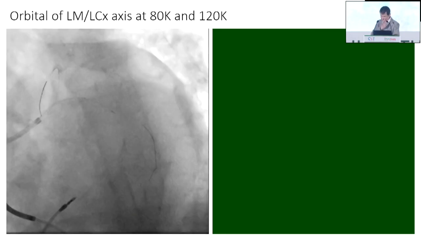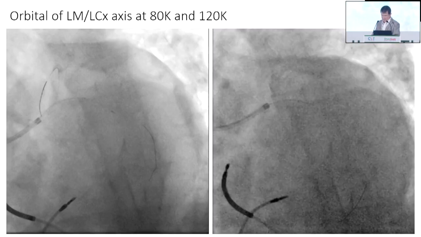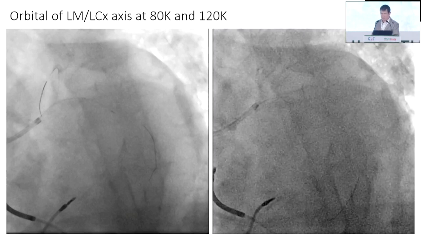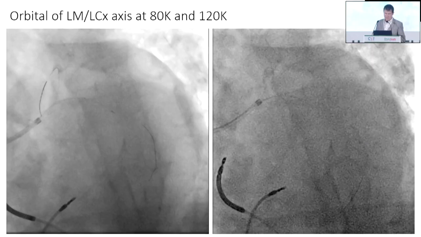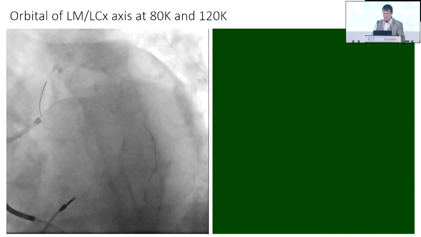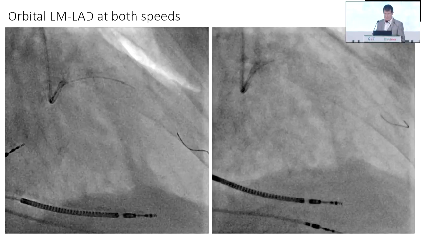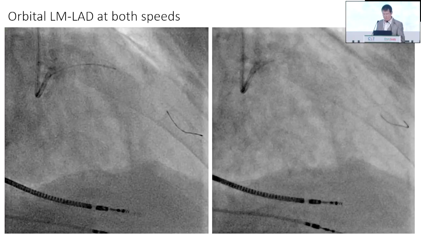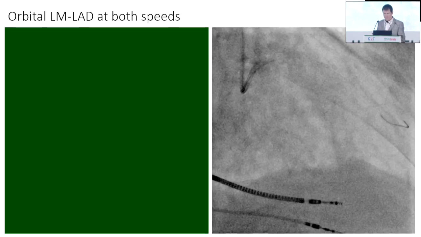So this time I did rota, LAD, and circumflex. Then immediately I did orbital in both speeds in the LAD and circumflex instead of opening 2.0 burr, because its EF is 30%. Orbital is a safer device, I believe, with smaller microparticles in severe aortic stenosis, in depressed LV function. So that's why I did combination of those two. Orbital, I thought, would not go in both of the vessels. That's why I needed to create rota runs first.